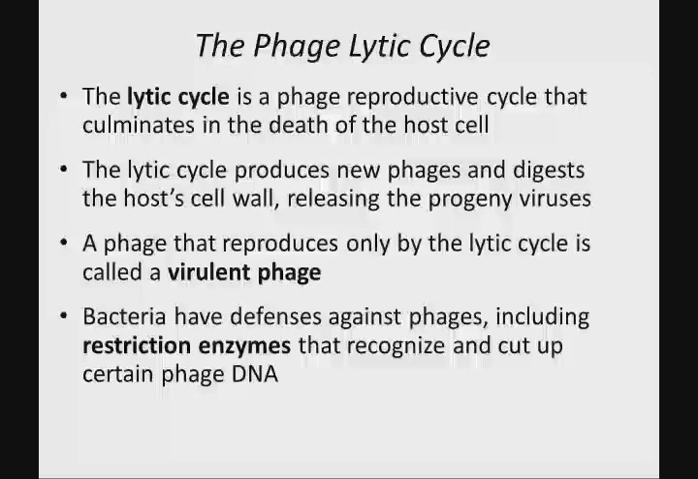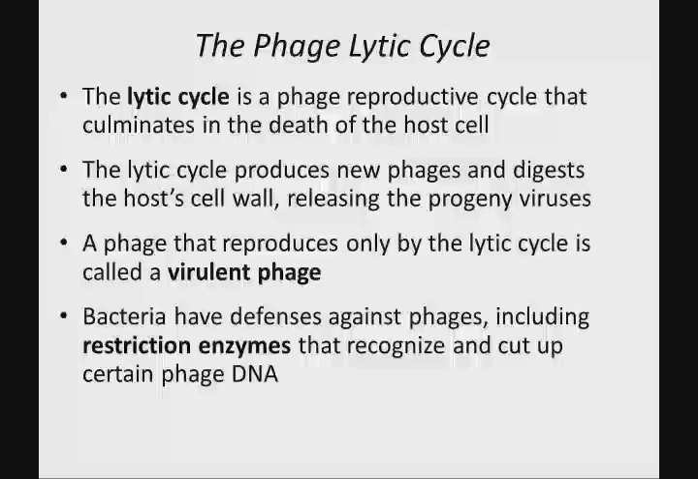And the first one is more active. It's called the lytic cycle. So this is when a phage is virulent. It's going to literally infect the cell, make more virus, and destroy the cell as it is releasing more virus from it.